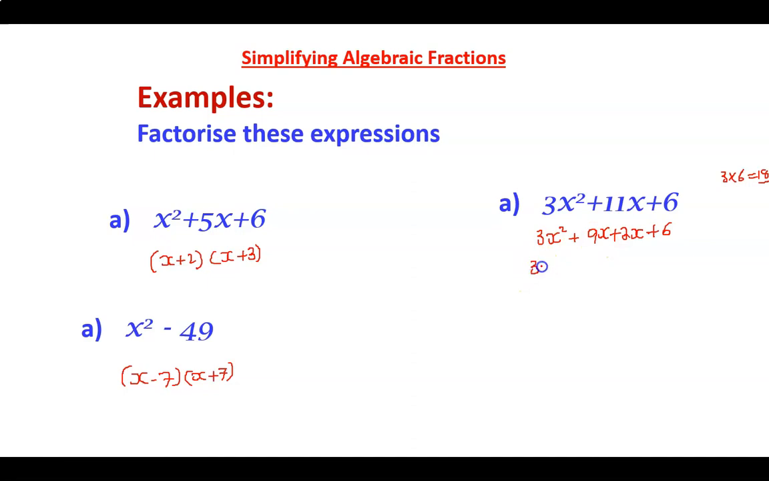So let us take what they got in common. They got 3x in common. So what's left is x plus 3. And those two here, they got 2 in common. Take that 2 out. And then what's left is x plus 3.